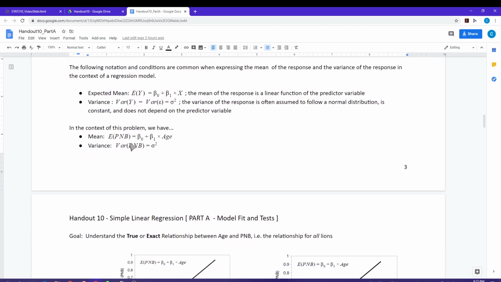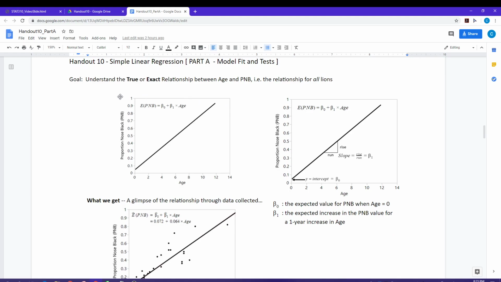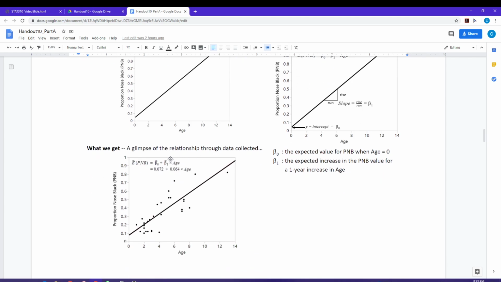If we put this in the context of this problem, we are trying to model the PNB, which again is the proportion nose black, as a function of age. So the goal here is to understand the true or the exact relationship that exists between age and PNB. So what is the relationship for all the lions? That is the goal, is to try to understand that situation. Unfortunately, we can't understand that situation because it's not going to be feasible to get these recordings on all lions. So instead, what we get is a glimpse of this relationship through the data that we have.